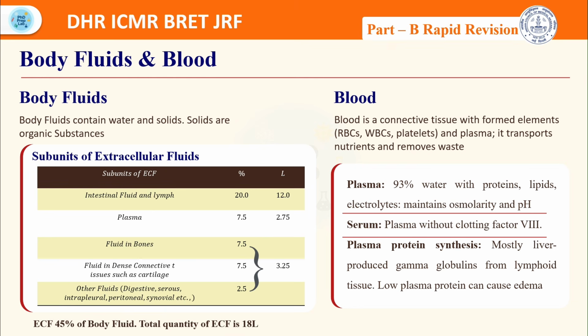And then we have serum, which is basically plasma without the clotting factors, specifically clotting factor 8. Clotting factor 8 is something that you have to remember. Now, plasma protein synthesis is mostly in the liver. The liver produces most of them, while gamma globulins come from lymphoid tissues. And on the left side, you have the subunits of extracellular fluids along with their percentages. So you can read it out as well.